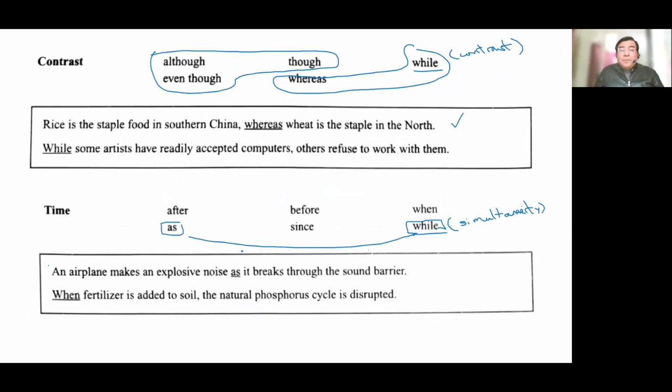Let's take a look at a couple of examples. An airplane makes an explosive noise as it breaks through the sound barrier. And when fertilizer is added to soil, the natural phosphorus cycle is disrupted. All right, so we see how these subordinators are used to express simultaneity of the ideas, of the actions.